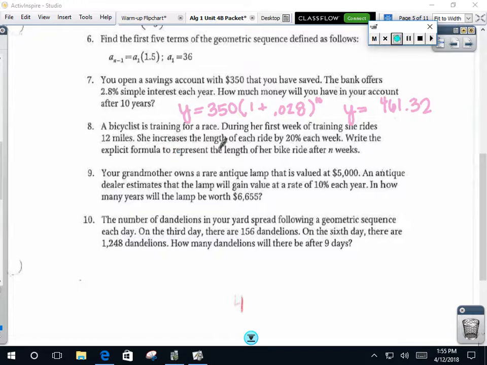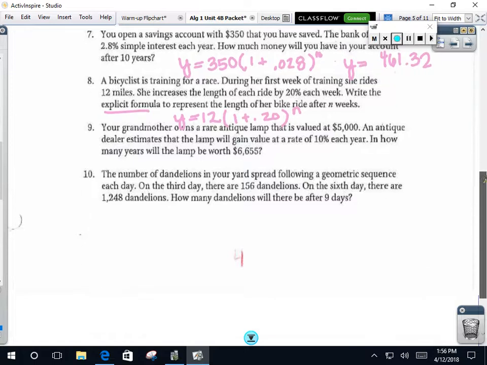Through, a couple more at least. A bicyclist is training for a race. During her first week of training, she rides 12 miles. So it starts with 12. She increases the length of her ride by 20%. So 1 plus 0.20. Write the explicit formula to represent the length of her bike ride after N weeks. They don't tell you a time period. They just say after N weeks. So that's all you're able to do with this problem. You can't actually solve it for anything.